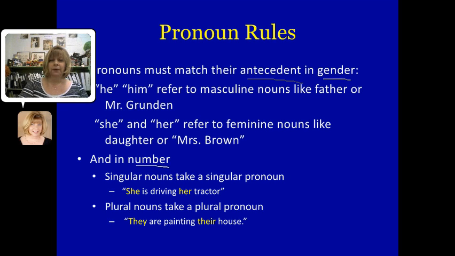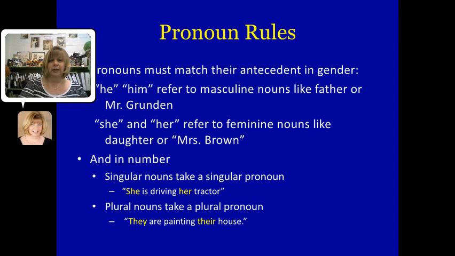And gender simply refers to masculine or feminine, and you would use things like he and him to refer to a masculine noun, like father or Mr. Grundon. And you use she and her if you're referring to a feminine noun, like daughter or Mrs. Brown. We do have a few gender-neutral pronouns in English, like it, but not as many as you'd see in some of the other foreign languages as well.